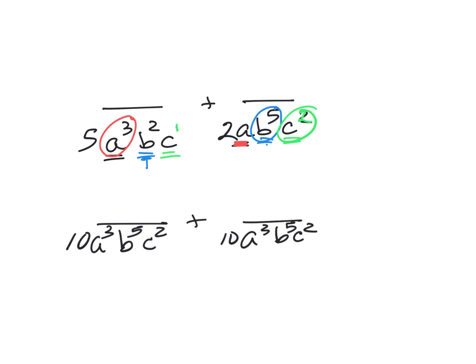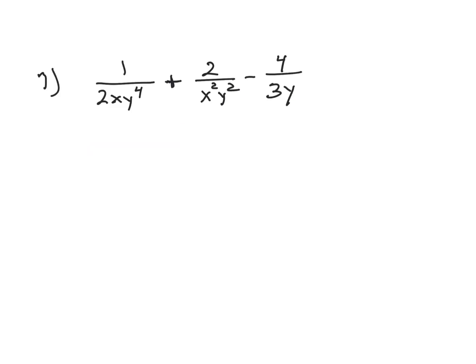Okay, so let's try the next one. Maybe you can pause the tape and see if you can do this one, and then come back and see how you did. Okay, so what would be the common denominator? I've got a 2 and a 3. What number will 2 and 3 go into? And that would be 6.